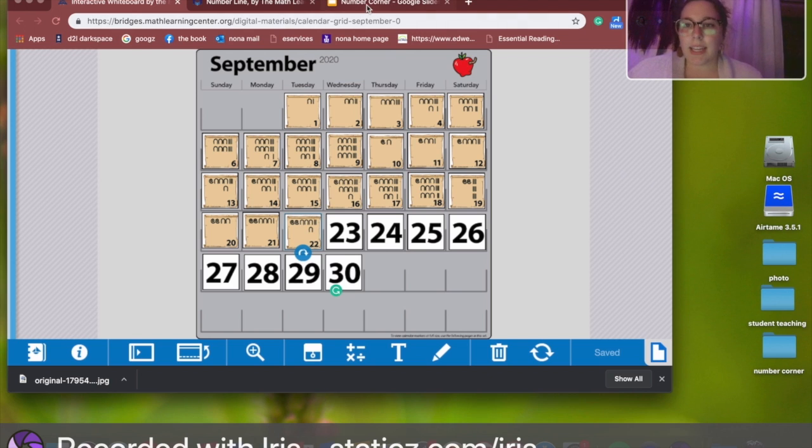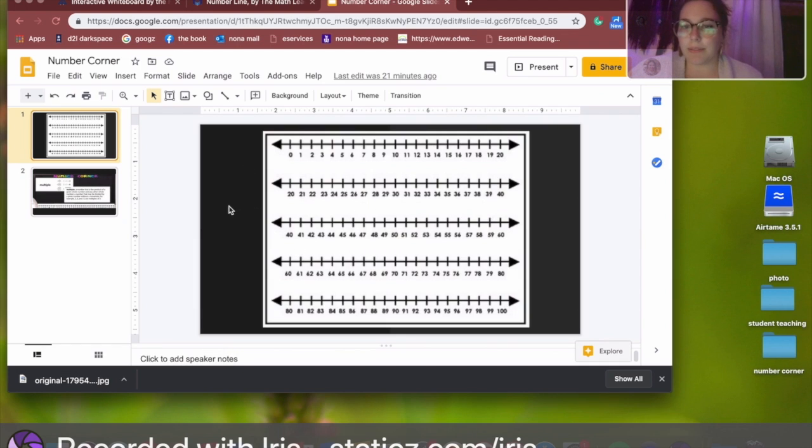We are now going to take a look at this number line. Write down in your math notebook what you notice about the number line. What do you think these arrows mean? What do you notice about the numbers? After you've done that, we are going to start counting by twos. 2, 4, 6, 8, 10, 12.